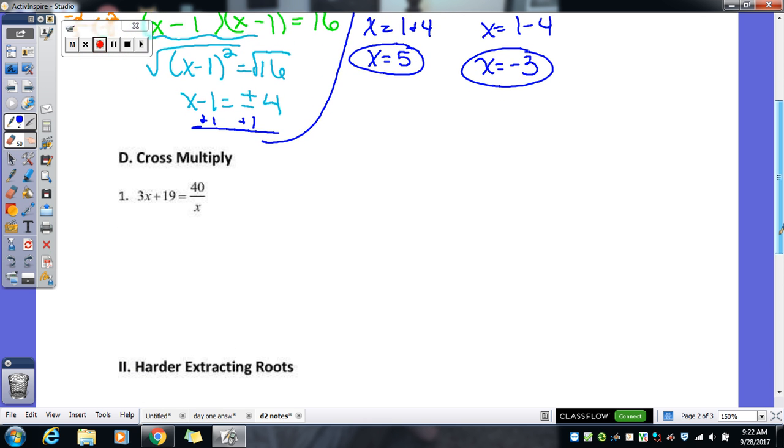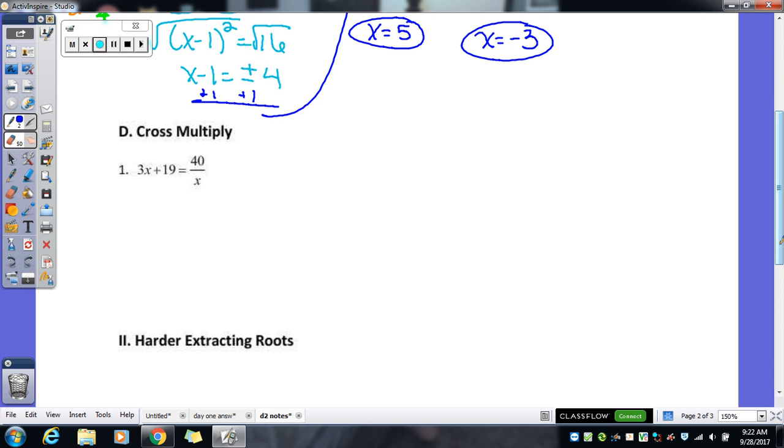That's our completing the square. So now sometimes in problems, you just want to put that over 1 so you can cross multiply. You now have a fraction equaling a fraction, so you can go ahead and cross multiply that. So I would do x times 3x plus 19 equals 40. So then distribute our x here. I get 3x squared plus 19x equals 40.